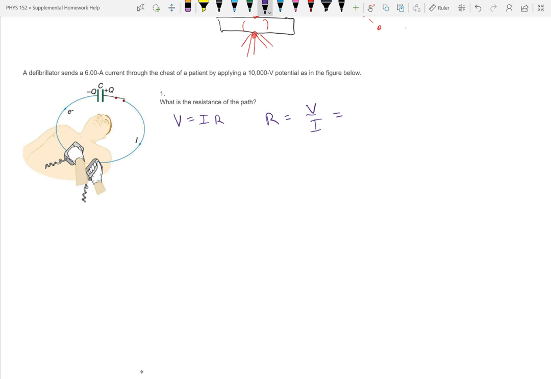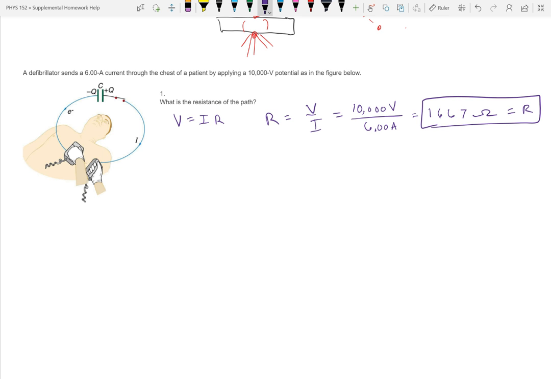10,000. Oh, gotcha. 10,000 volts, that's the electric potential, divided by the current, which is where you had your 6. So 10 over 6 is 1 2/3. So 1, 6, 6, 6, repeat. Well, let's put 1, 6, 6, 7. Okay, so that's our resistance.